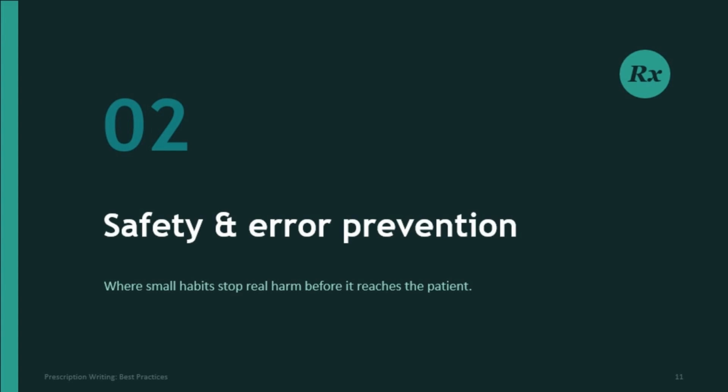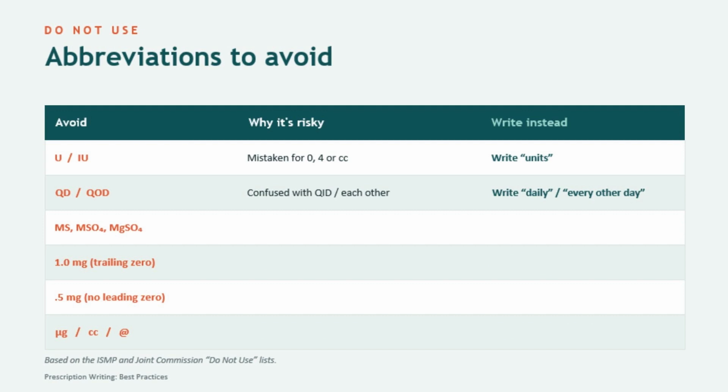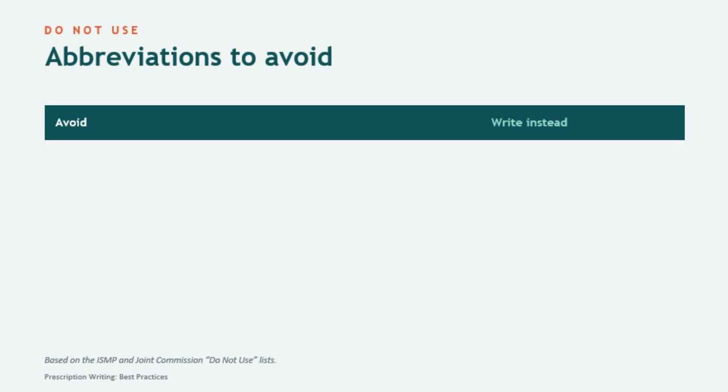That covers the anatomy. Now let's move into the part that honestly is about lives: safety and error prevention. This is where those small, repeatable habits I mentioned earlier stop real harm. A trailing zero can turn 1 into 10, and a missing leading 0 like .5 can be read as 5. And use mcg instead of the micro symbol. When in doubt, spell it out.